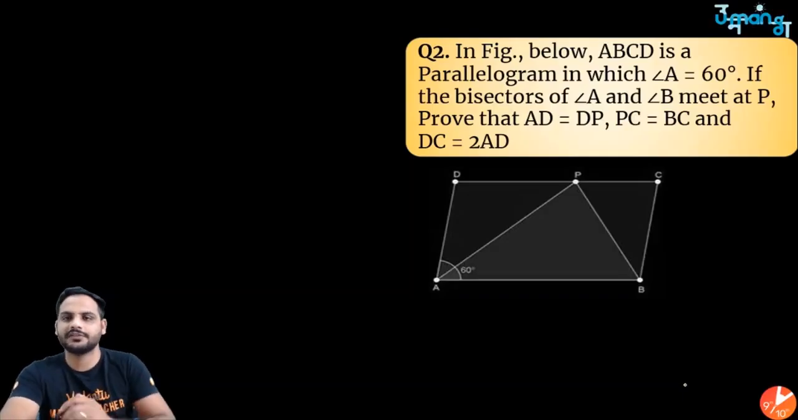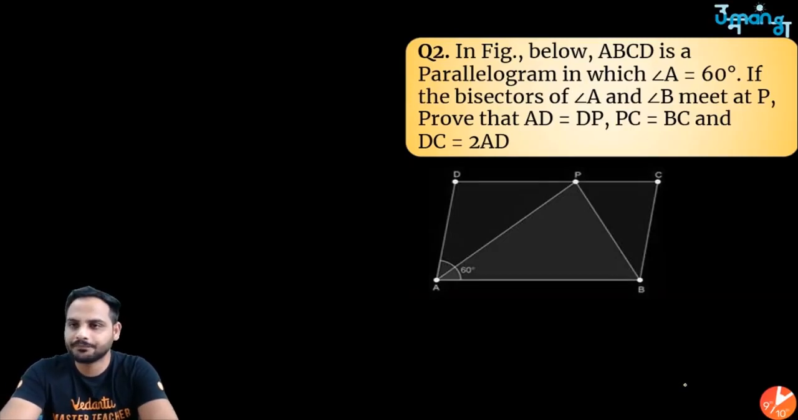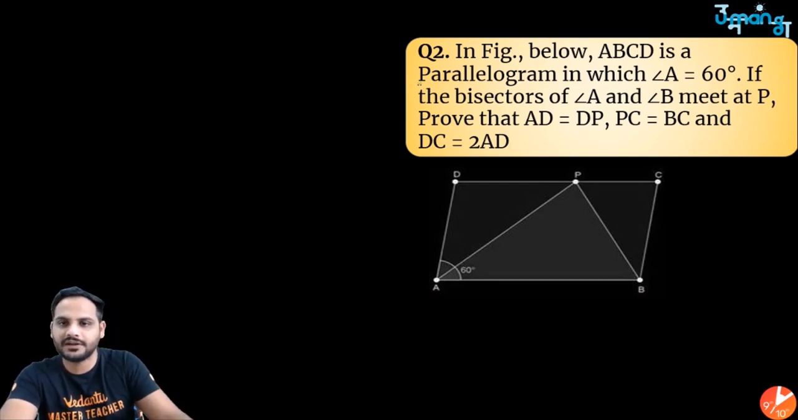Next question is this. In figure given below, ABCD is a parallelogram. Okay, understand first thing, ABCD is a parallelogram. Got it? In which angle A, this complete angle A is 60 degree. If the bisectors of angle A and angle B meet at P, prove that AD is equal to DP, PC is equal to BC and DC is twice of AD.